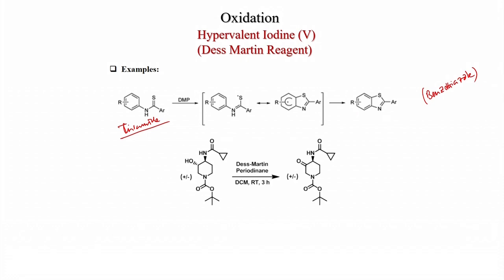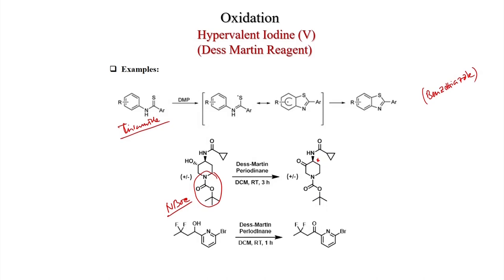Dess-Martin periodinane can also oxidize a secondary alcohol with other groups like here, an N-Boc group is present, which is acid sensitive, and an amide group is present. With Dess-Martin periodinane, DCM, room temperature, 3 hours, you get a good yield of this product and the geometry is retained here. So, this alpha amide geometry is not disturbed during this oxidation.